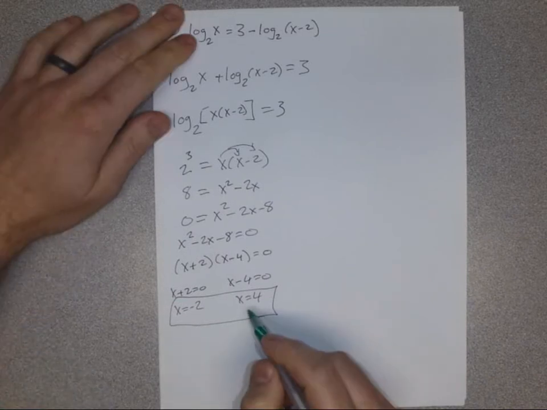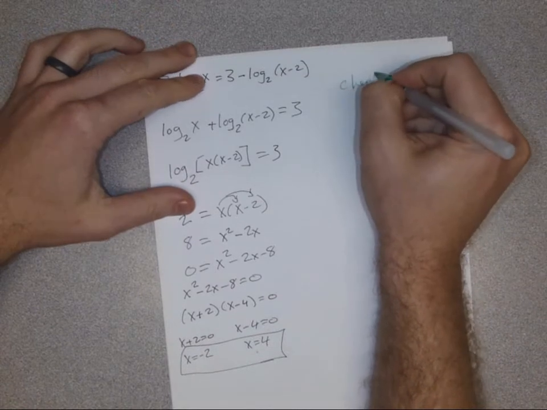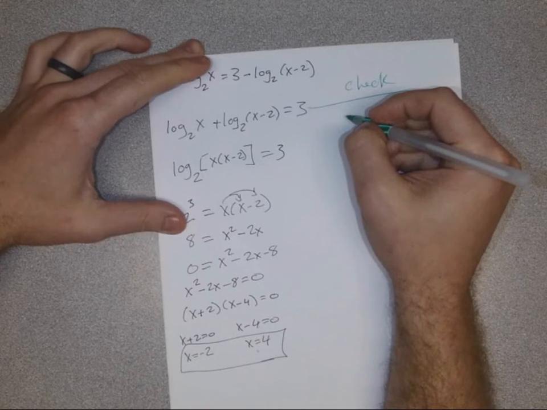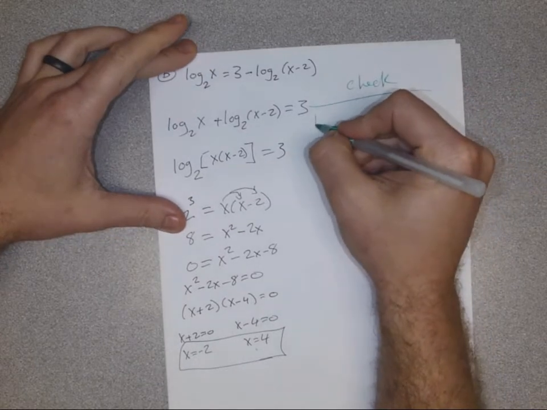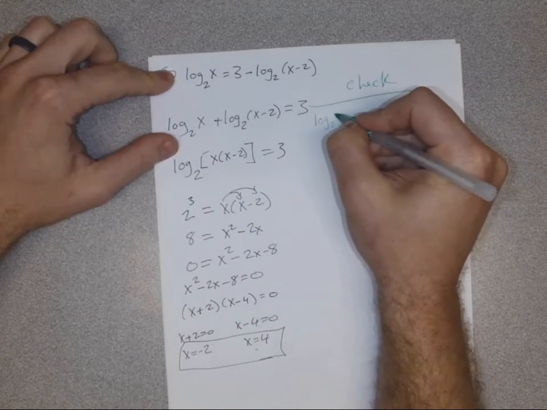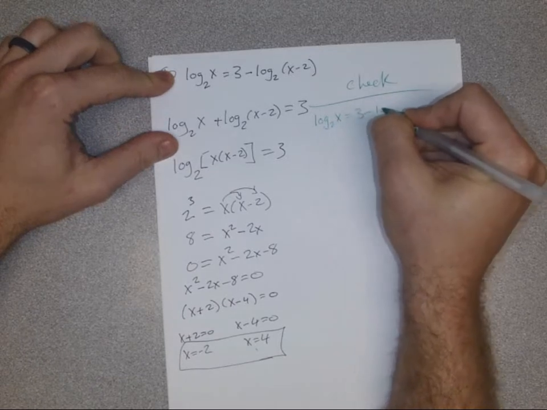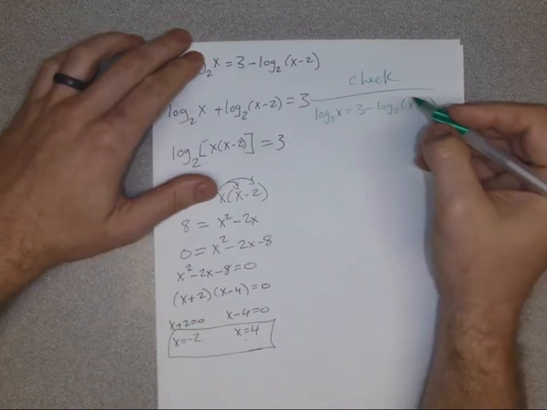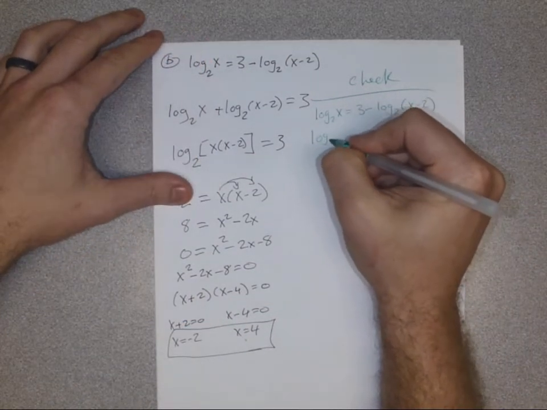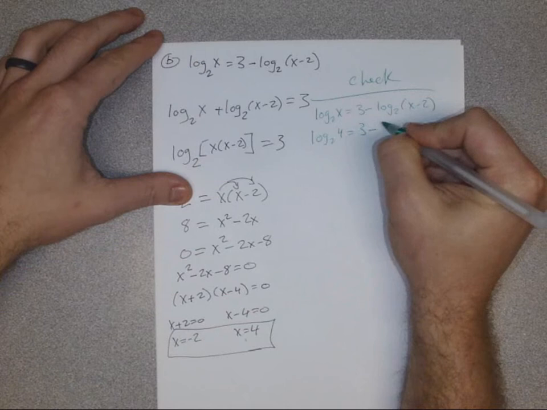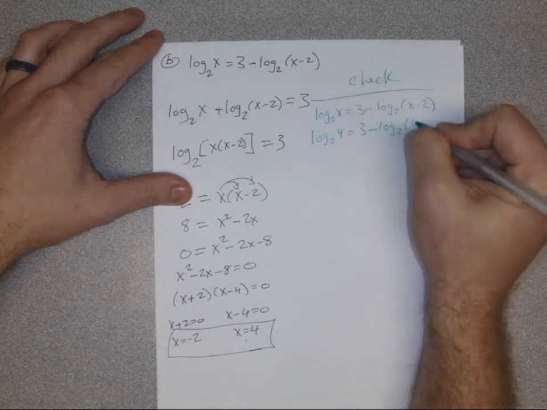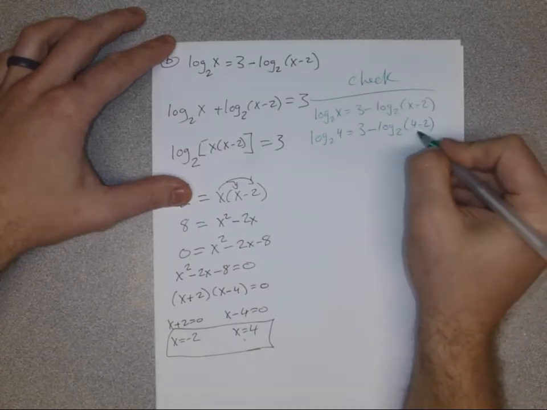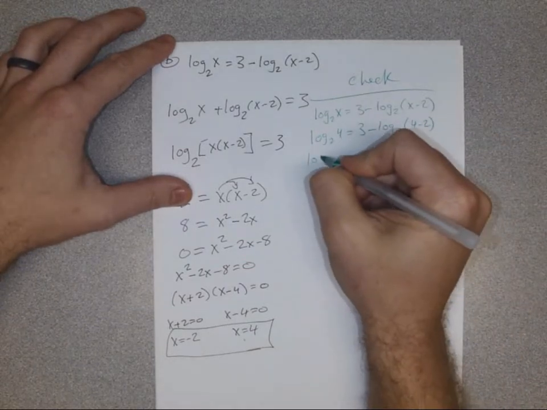So let's start with the 4. Check. Let's rewrite just the original problem up here. And I'm going to plug in 4 to start with. So log base 2 of 4 is equal to 3 minus log base 2 of 4 minus 2. Alright, keep simplifying. I'm just going to simplify this in the next. I don't want to do too many steps at once.